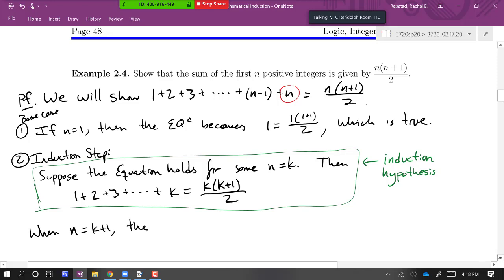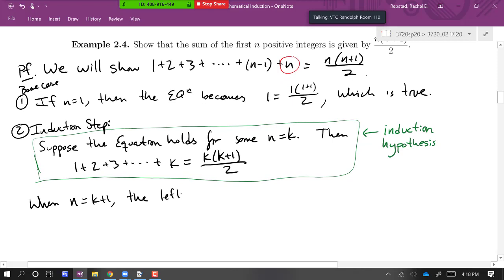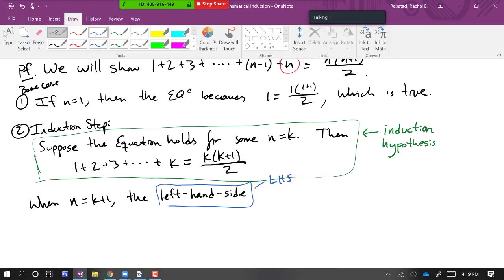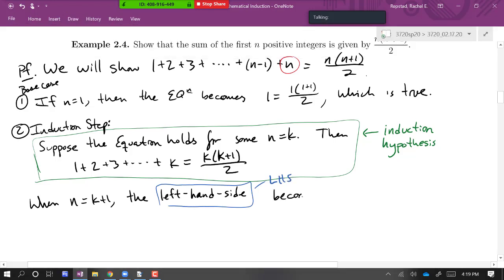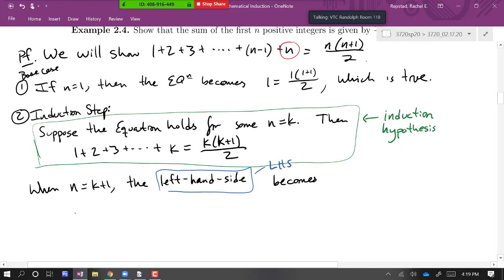When n is k plus 1, the left-hand side, now I'm actually writing it out in words, but in the future I'm going to just call that LHS. Let's see what the left-hand side becomes. Instead of stopping my sum at plus k, I'm going to stop it at plus k plus 1. So the left-hand side will look like 1 plus 2 plus 3 plus ... plus k plus 1. I'm going to pause there for a moment.